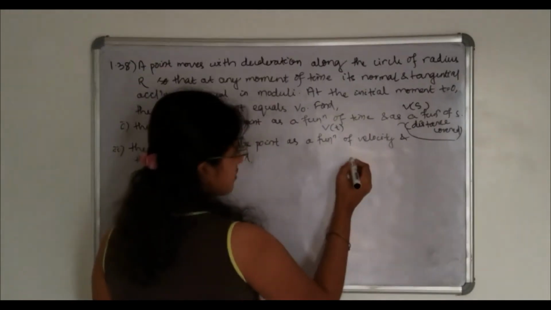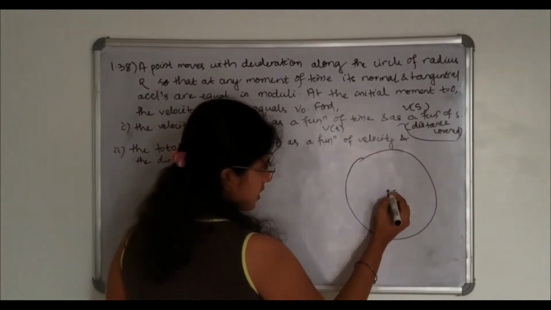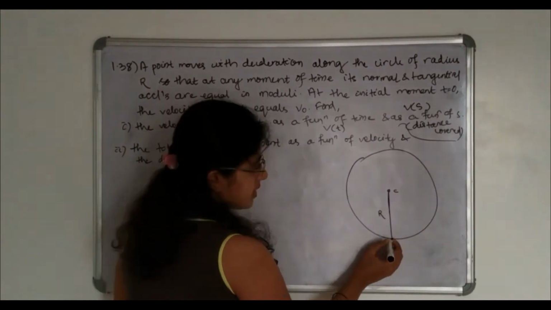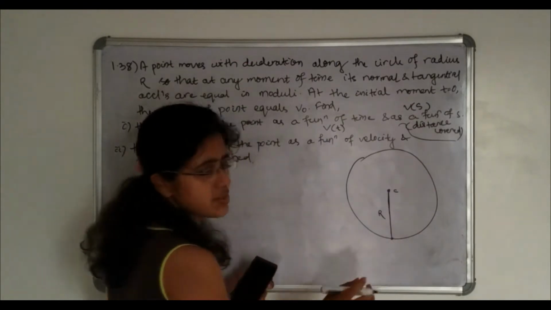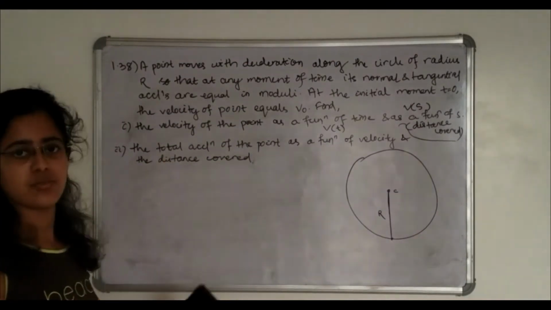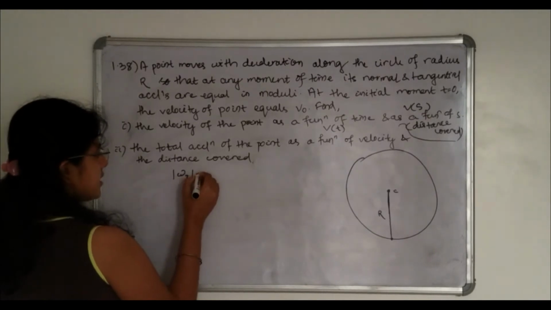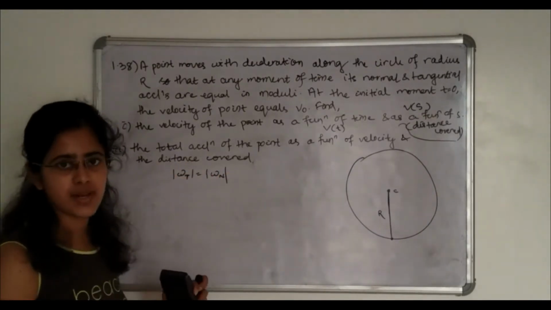Okay. So the point moves in a circle like this. Let us consider this as the center. This is the radius. Initially the point started moving from this point, and initially t equals 0, the velocity of the point equals v naught. It is given in the question that the modulus of tangential acceleration is equal to the modulus of normal acceleration.